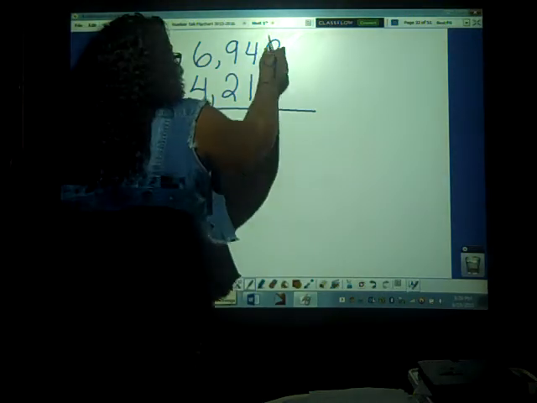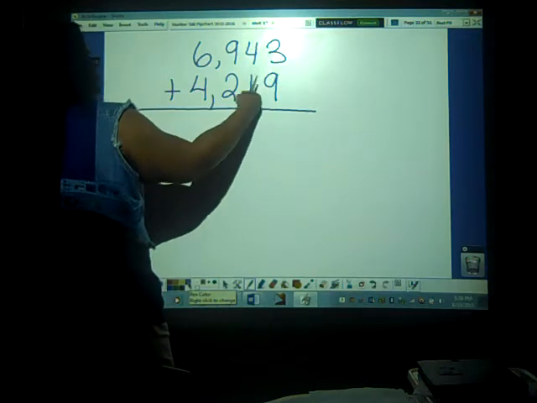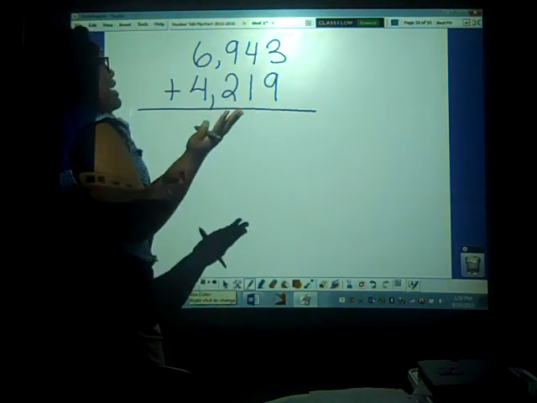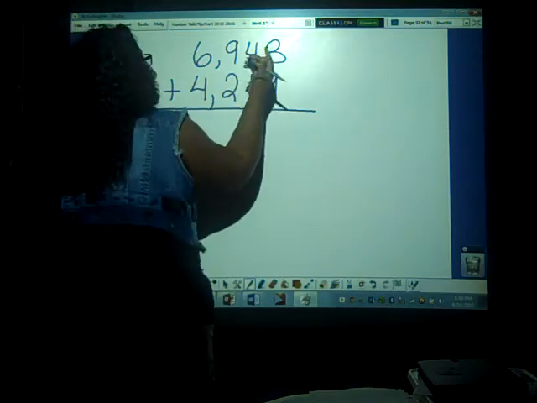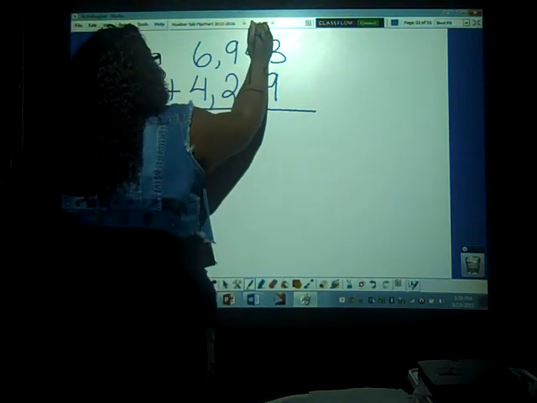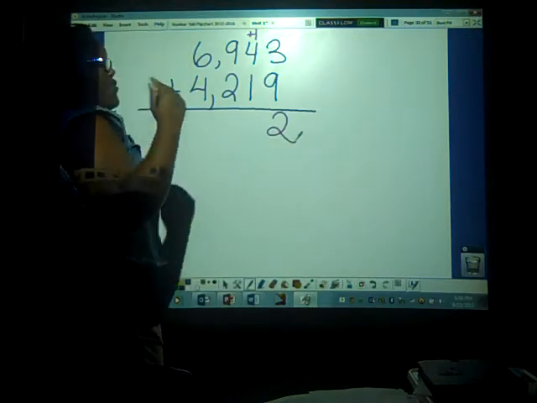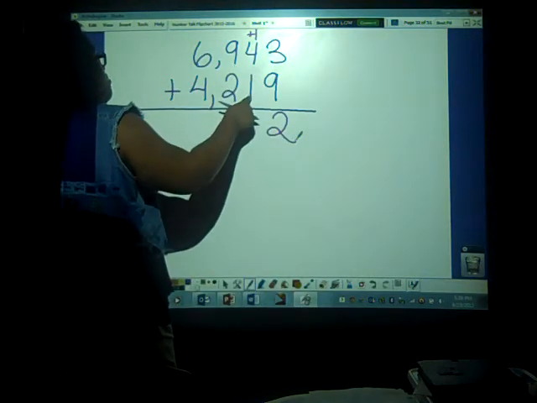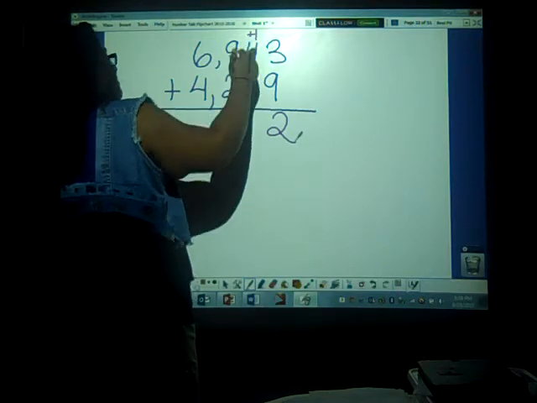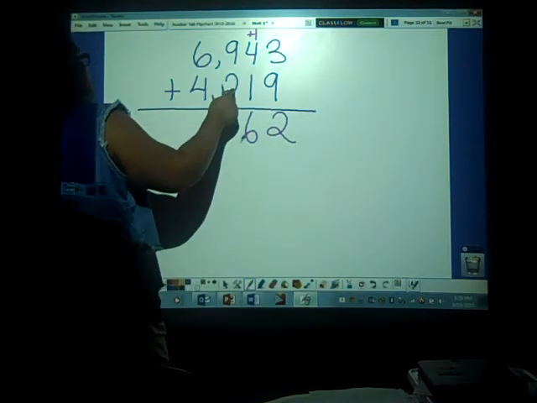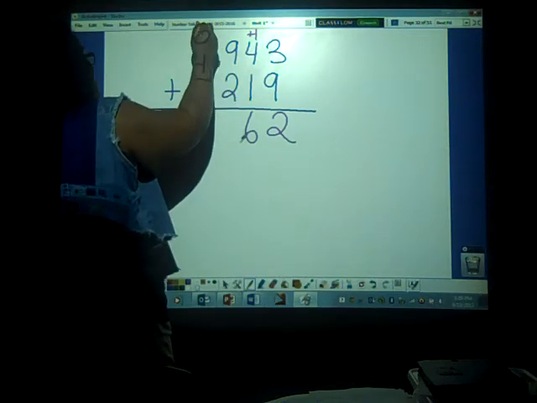Now remember, we're going to start in the ones place to the right and then work our way to the left. So 9 plus 3. 9 plus 1 is 10. 10 plus 2 is 9, 10, 12. And it's okay if you talk yourself through it in your head. 4 plus 1 is 5. Plus 1 is 6. 9 plus 2 is 11.